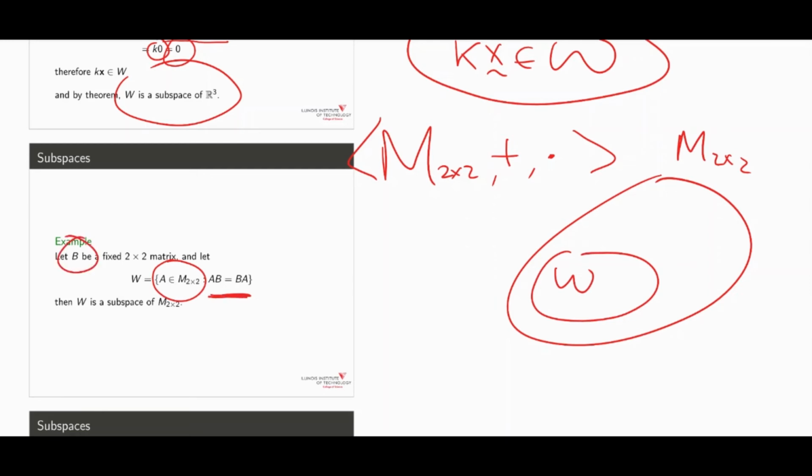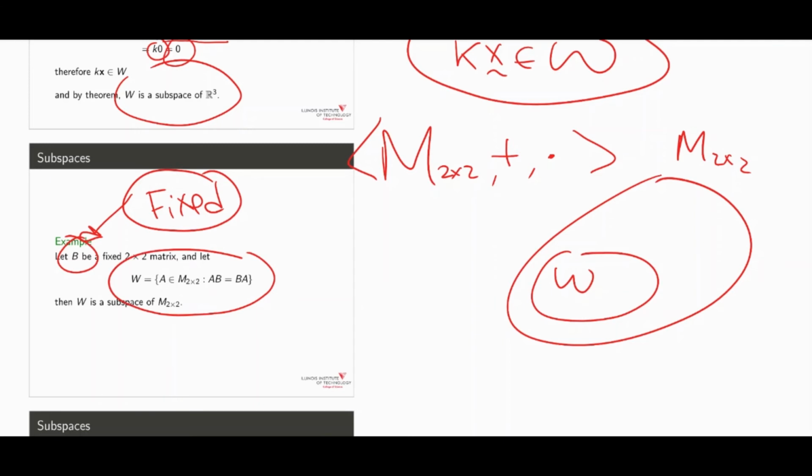So you have a matrix B. This is fixed, which means that we don't know what that matrix is, but that matrix will not change. It's always the same B. So you are actually looking for all the matrices A, square matrices, that will commute with this fixed matrix B. So you collect all of them and put them in this set W.